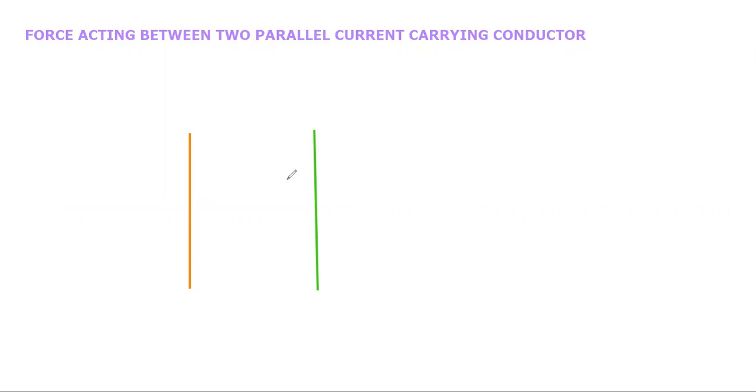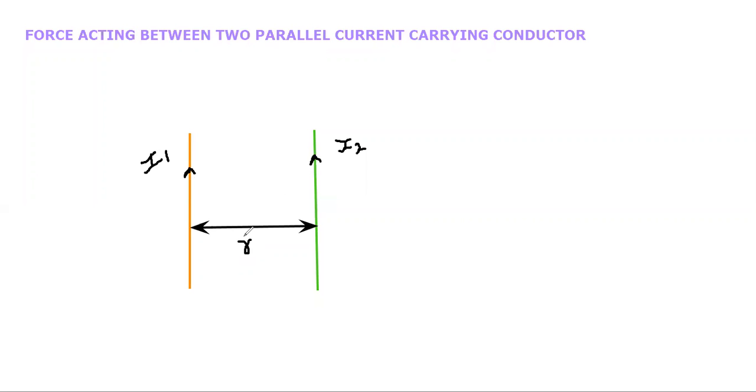So there are two conductors of length L. In one conductor, let I1 be the current, and in the second conductor, let I2 be the current. And let these conductors be separated by a distance of r. So I1 is one current, I2 is the second current, and the distance between these two conductors is small r.